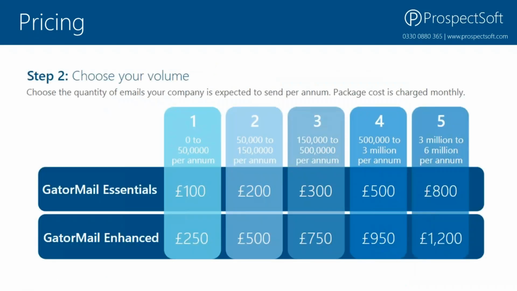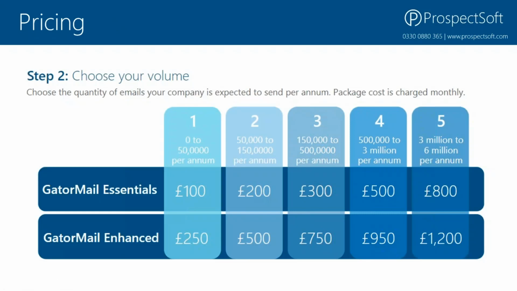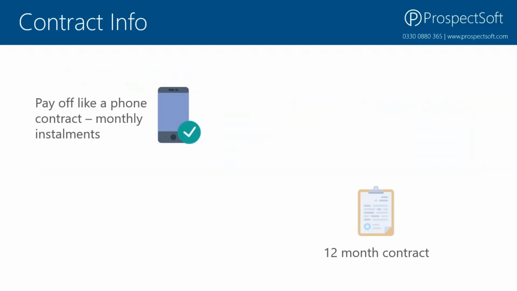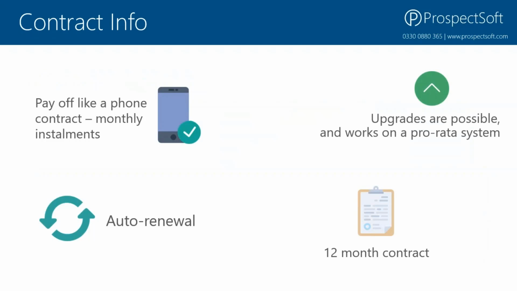And then it's a case of choosing your volume. So if you know that you want Essentials and you think you're going to send about 50,000 emails a year, then it'd be £100 a month. That's just what it says there. But we can help you figure that out if you're not sure. And it is a monthly charge, so a 12-month contract that you pay off, a bit like a phone contract, I guess. And it's auto renewal, but you can obviously upgrade midway through if you'd like to. That's entirely possible. But I just thought I'd mention those bits there as well.